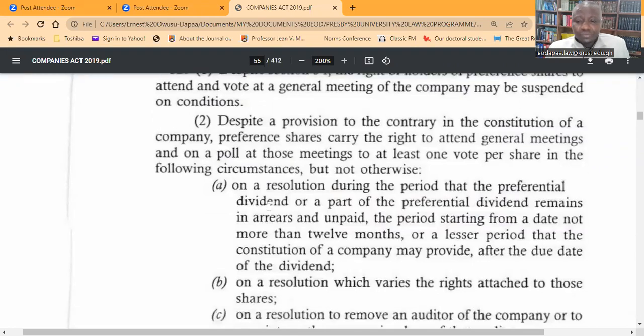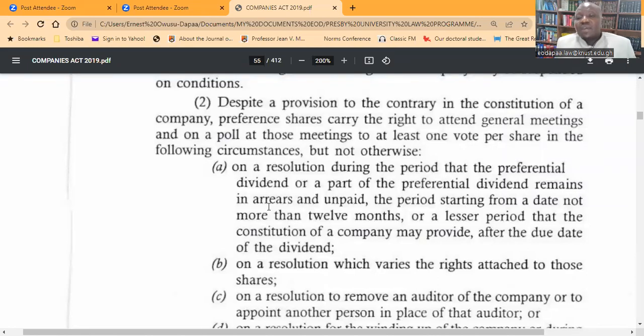Then 52(2)(b): on a resolution which varies the rights attached to those shares. So anytime the company is going to pass a resolution which will vary the rights and privileges which a preference shareholder enjoys, then automatically the holder of the preference share is entitled to attend such a meeting, despite anything to the contrary which the constitution of the company might have provided, because such a resolution is an essential matter for the preference share. That which makes him a preference share, we are going to change it. Then fairness only requires that he or she should also take part in the decision making.